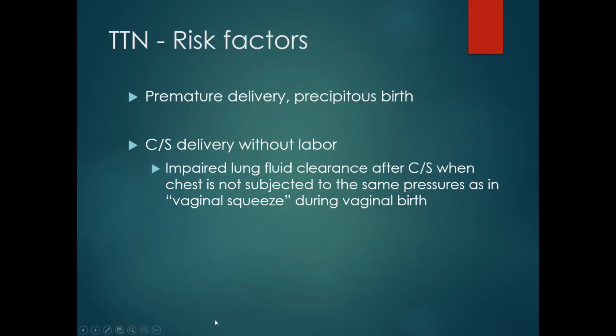The risk factors for TTN are precipitous birth, where mom didn't go through a longer labor. The longer the labor, the longer the time for lung fluid clearance to happen, okay? That's why when you go to a C-section delivery, always ask, oh, is it a scheduled C-section? Or ask the obstetrician whether there was labor. If there's no trial of labor, you have to be ready that this baby may go through a TTN phase, okay?